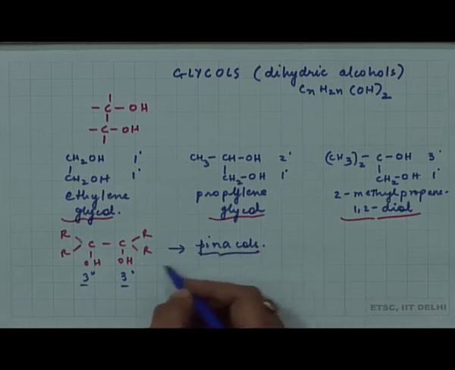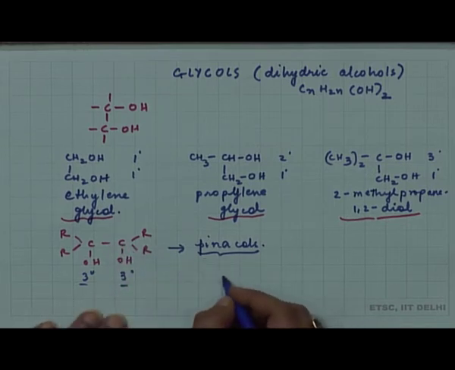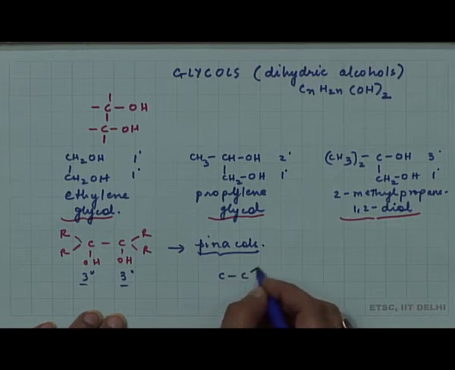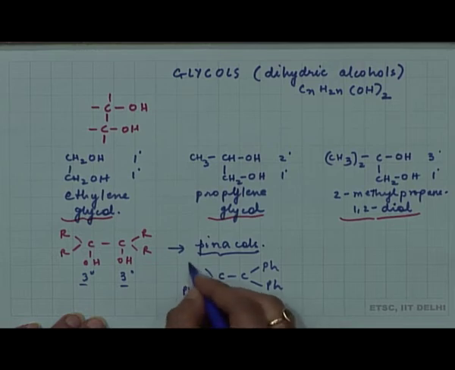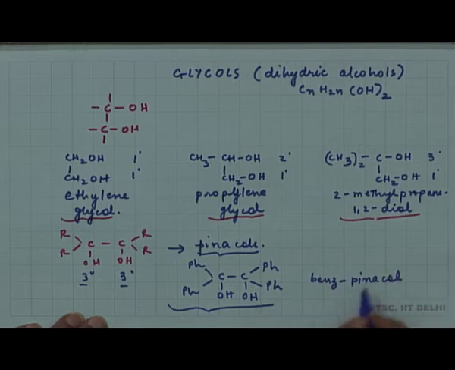Pinacols are those diols in which both the carbons are tertiary carbon atoms. If you have phenyl, phenyl, phenyl, phenyl and a diol, this pinacol is called benzpinacol. This is the common name, and if you have to give the IUPAC name, it will become 1,1,2,2-tetraphenyl-1,2-diol.